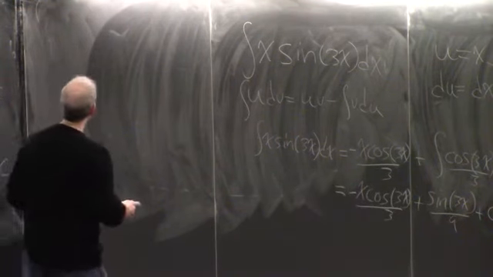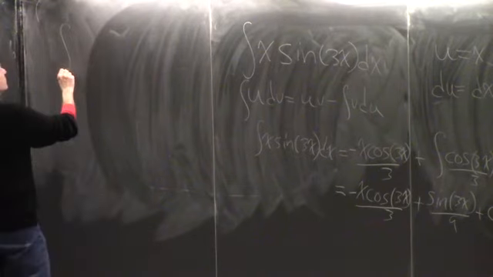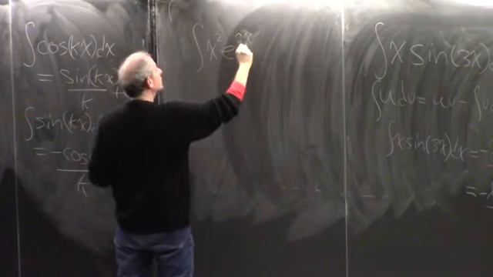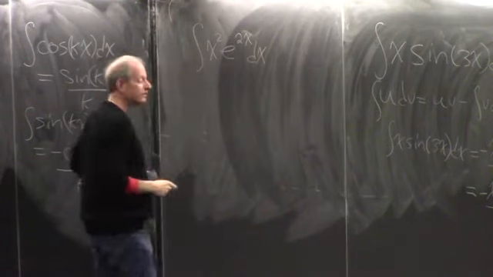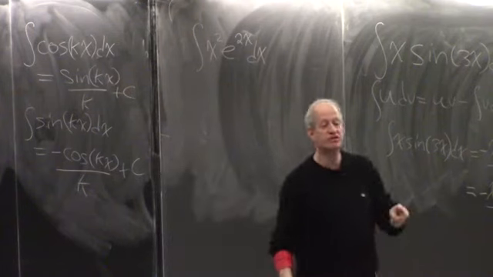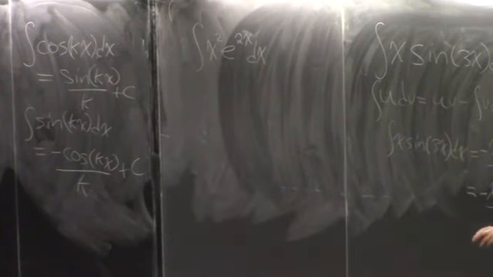You guys have to get good at this. How about the integral of x squared e to the 2x dx? Now I'll tell you, with x squared, you're going to have to do integration by parts twice. So let u equal x squared, do integration by parts, and when you're done, you have to do it a second time.